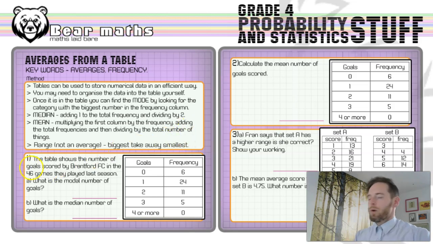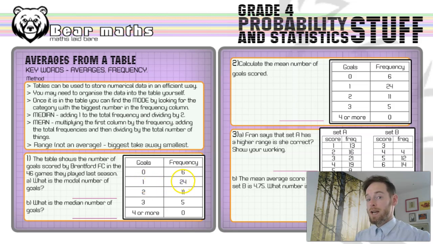Now, question number 1 says that the table shows the number of goals scored by Brentford FC in the 46 games they played last season. What is the modal number of goals? So, as I said, this is a nice, easy, quick one for you to do. All you've got to do is look down this frequency column here, see that 24 stands out as being the biggest number, and then you go across and say, look, it's 1 goal.